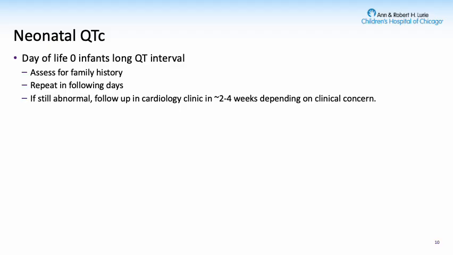And that is partially because maternal hormones are still circulating through babies. And so if you ever see our reads on day of life 0 ECGs, if the QTC is long, we will often say repeat in a couple of days, because for the majority of patients, that QTC will normalize over time. But if you see a long QT interval, specifically over 500 in a day of life 0 or 1 or 2 infant, it's worth just checking for a family history and making sure that there's no family history of long QT syndrome, repeating in the following days.